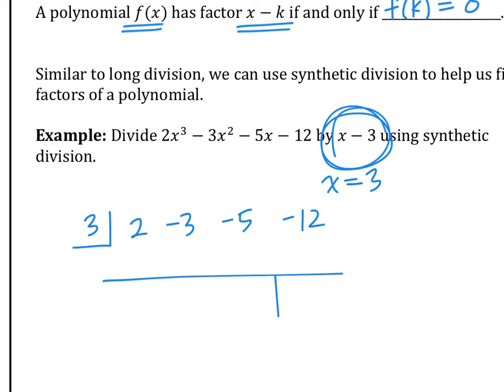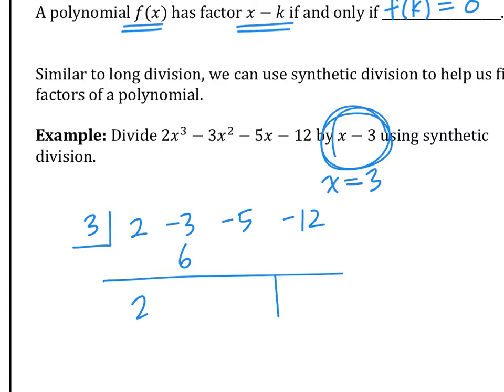Hopefully you still remember from last year how to do this. The first thing you're going to do is drop down the 2. You don't do anything with it, just drop it down. Then you take that number and multiply by whatever is in the box. So 2 times 3 is 6. And then you put that number underneath the second number.